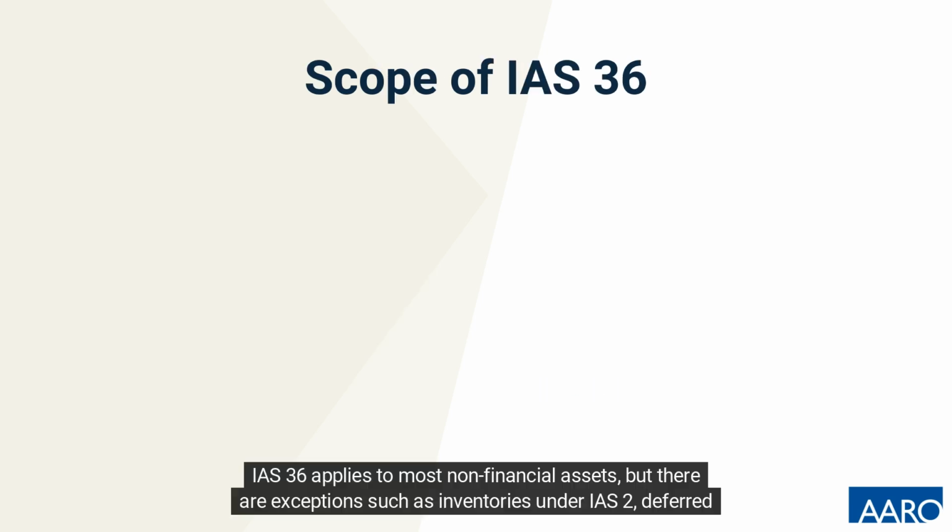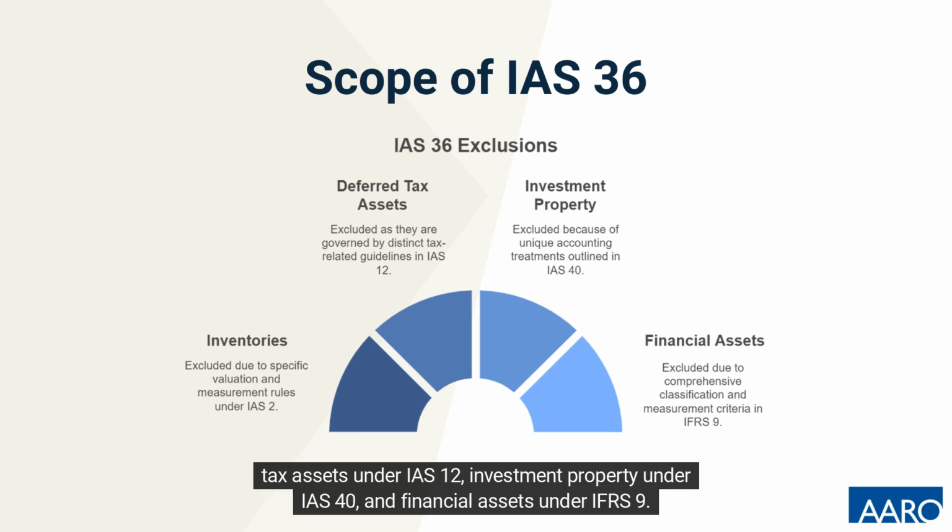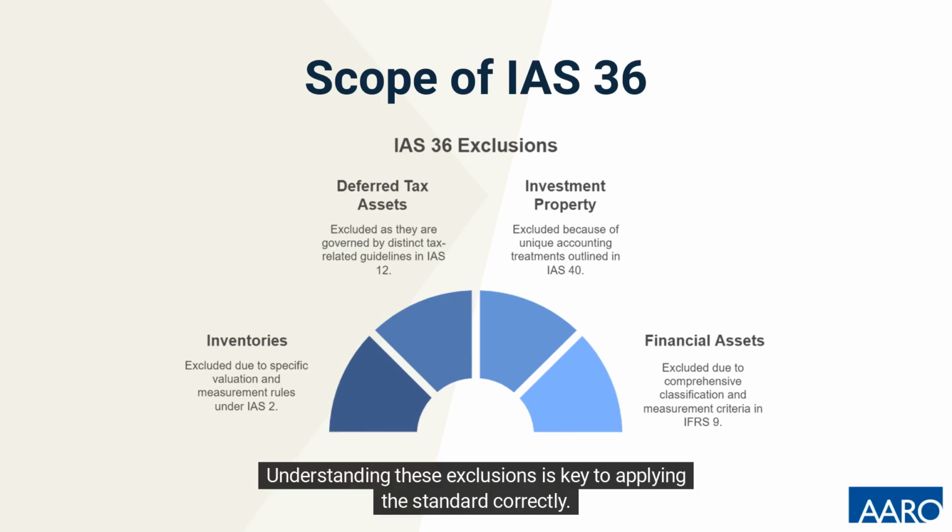IAS 36 applies to most non-financial assets, but there are exceptions such as inventories under IAS 2, deferred tax assets under IAS 12, investment property under IAS 40, and financial assets under IFRS 9. Understanding these exclusions is key to applying the standard correctly.